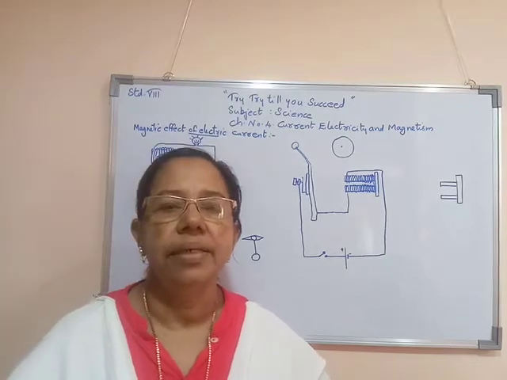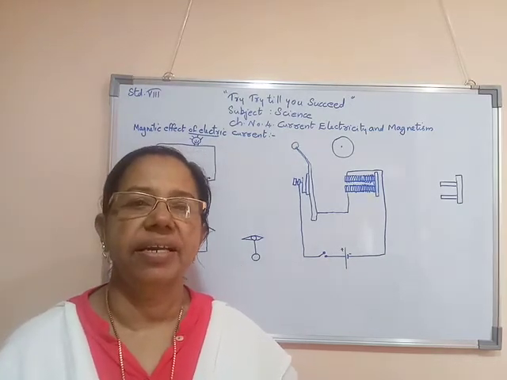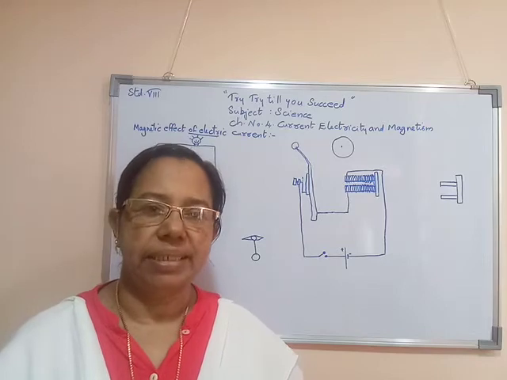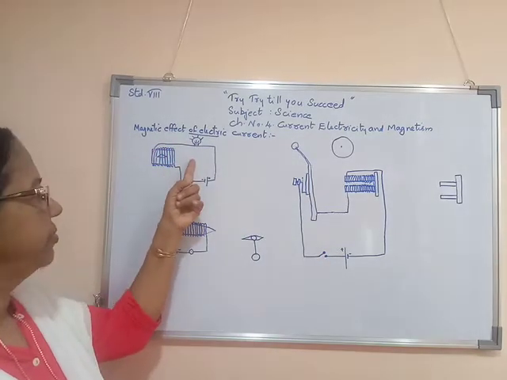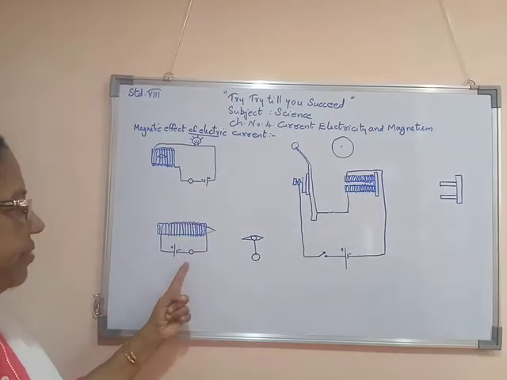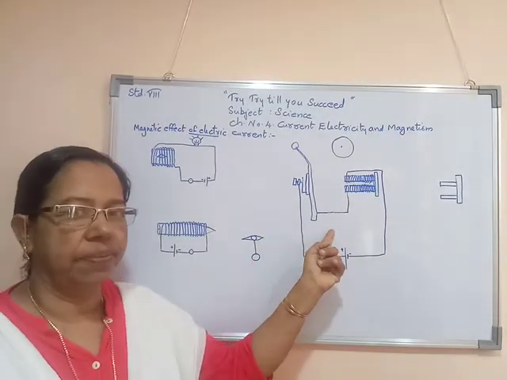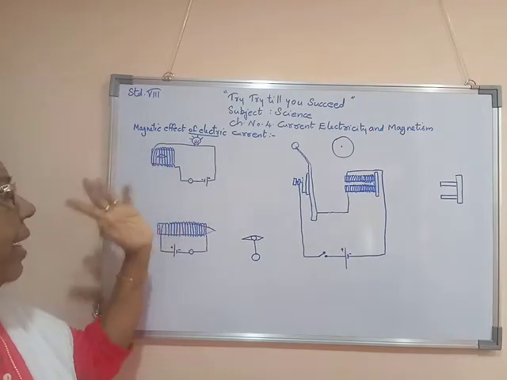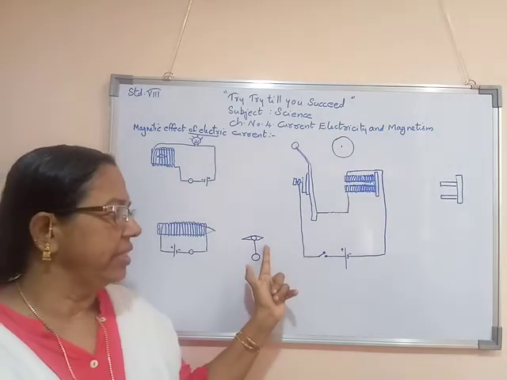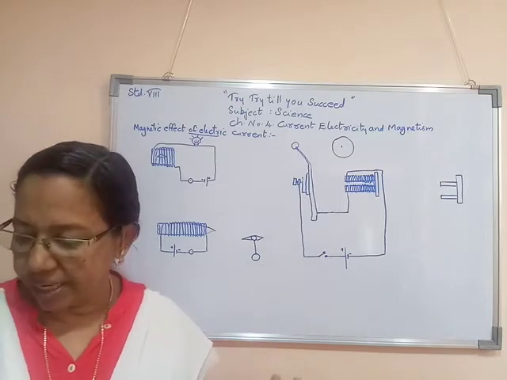Let us study the magnetic effect of electric current with a few examples. The first example is shown in this figure, the second example in this figure, the third example in this figure. Here in this case we are using one magnet. That magnet is known as a magnetic needle.